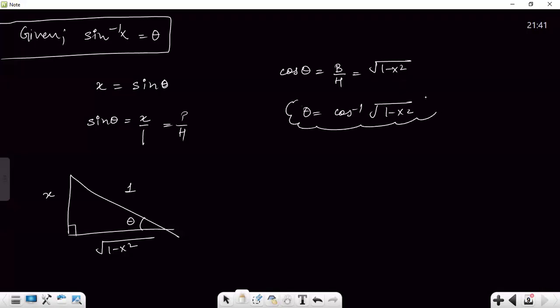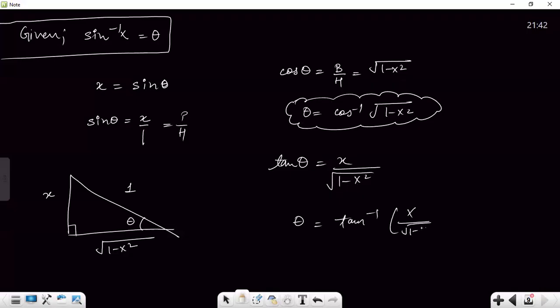This is one that we wanted to find out. Similarly, tan theta can be written as perpendicular upon base, which is x by square root of 1 minus x square. So theta here can be written as tan inverse of x by square root of 1 minus x square. This is another expression that we wanted to find out.